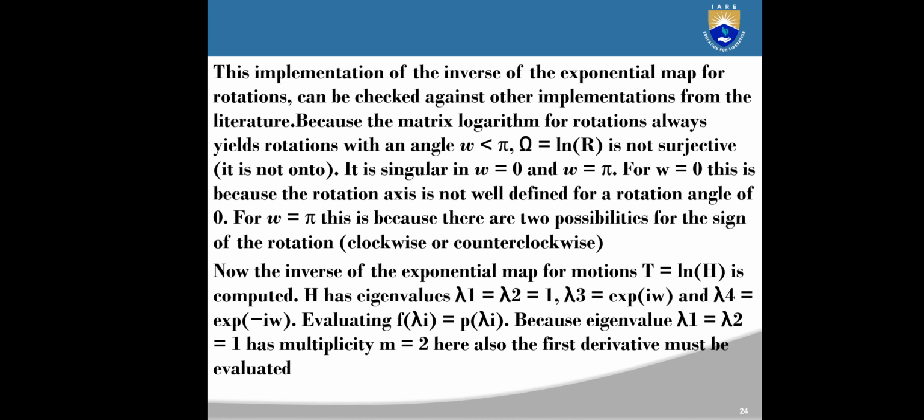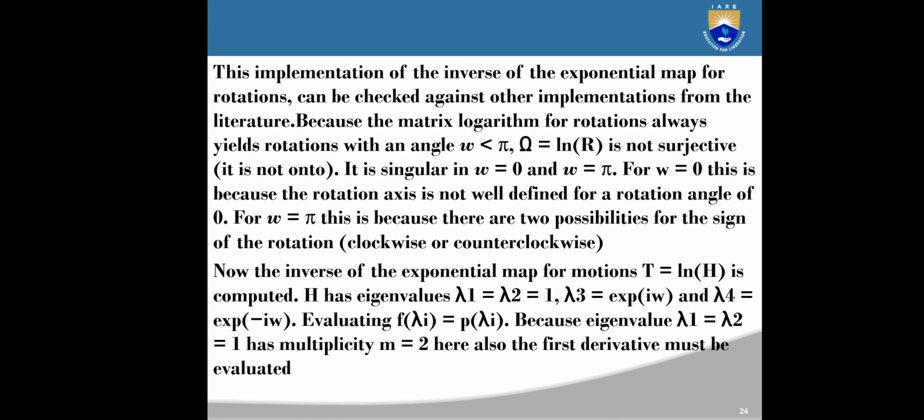This implementation of inverse of exponential map for rotations can be checked against other implementations from literature. The matrix logarithm for rotations always yields rotations with an angle omega less than pi, so it is not surjective, it is not one to one. The singularities are at omega is equal to 0 and omega is equal to pi. For omega is equal to 0, this is because the rotation axis is not well defined for rotation angle of 0. For omega is equal to pi, this is because there are two possibilities for sign of rotation, clockwise or anti-clockwise.